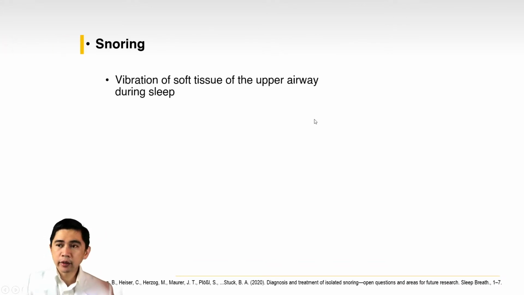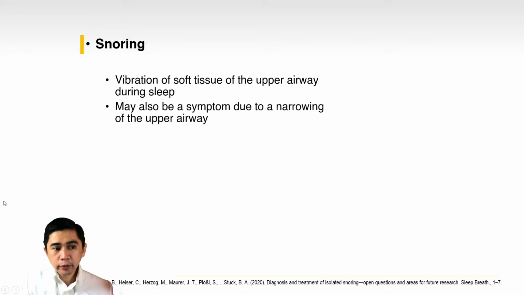Snoring is the vibration of soft tissue of the upper airway during sleep. When air passes through, especially in the collapsible segment, air tends to vibrate the soft tissue. And when the soft tissue vibrates, there will be a sound. It's just like having a paper and you blow it and it will flutter. You will create a sound. Usually in the upper airway, it is produced by the soft palate or the uvula. Snoring can also be a symptom due to a narrowing of the upper airway.